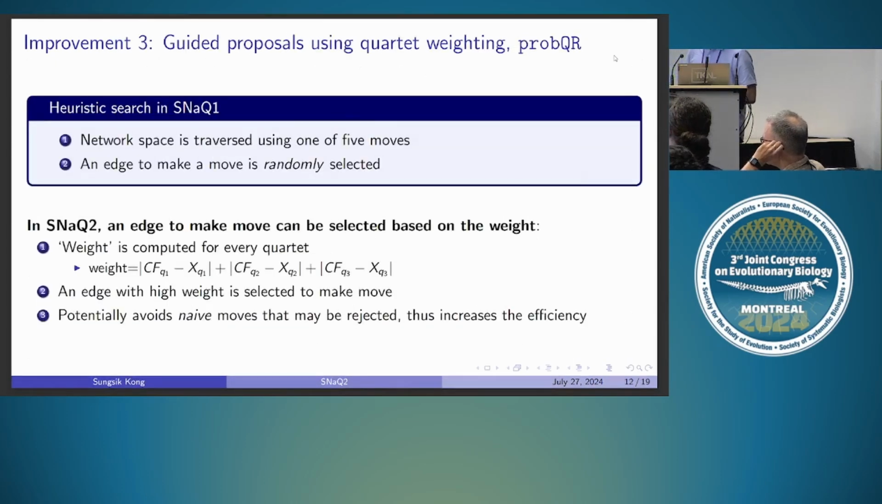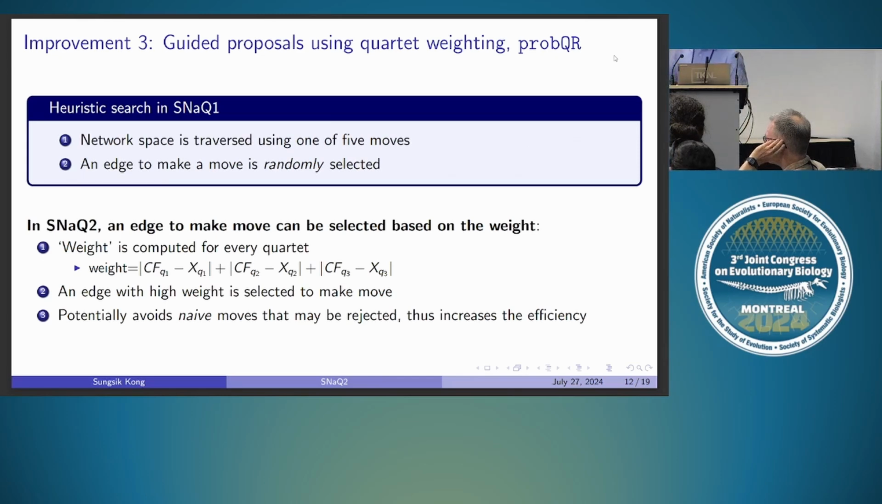And the last thing that I tried to do is to make a smarter move during the network search. During the network search, we have a network topology, and we randomly select one of the edges to make a small alteration on the topology, and we compare the likelihood of those 2 topologies, and we decide whether we want to make a move or not. So the idea here is the edge to make a move is randomly chosen.